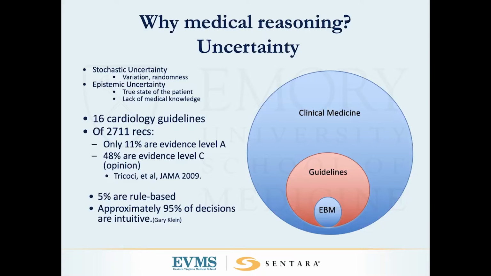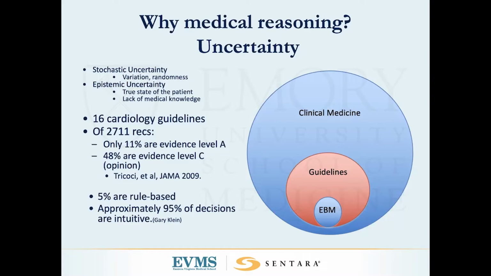We don't know the true state of a patient when we see the patient initially. And all of us have a lack of medical knowledge, either a personal lack of medical knowledge because no one person can know everything, or collectively we may not have the knowledge just because it's an area that has not been discovered or has not been researched adequately. So stochastic and epistemic uncertainty.